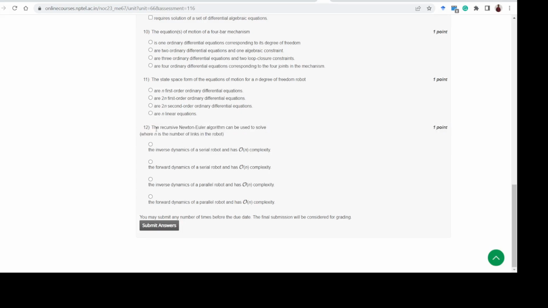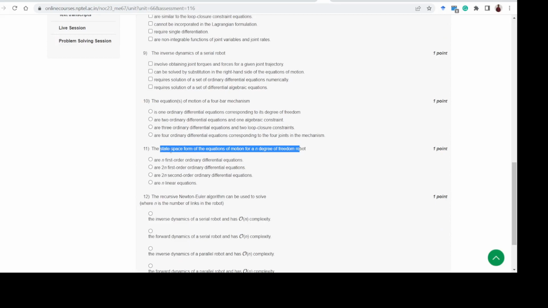The recursive Newton-Euler algorithm is only used for the inverse dynamics of serial robots. It is a standard algorithm used in robotics for simple serial robots without friction or anything, and only to calculate the inverse dynamics. And it has a linear complexity.